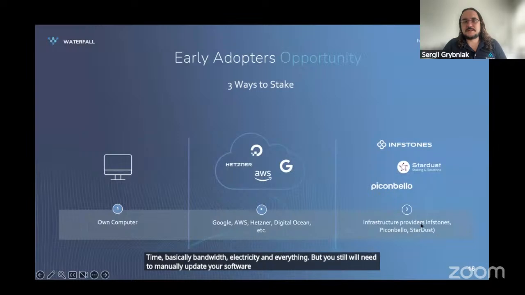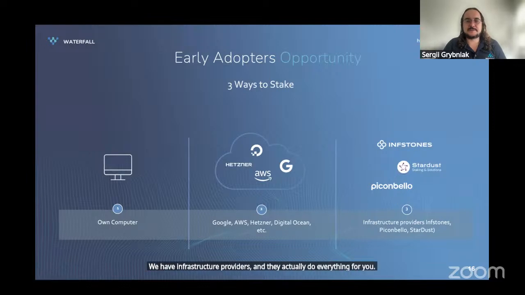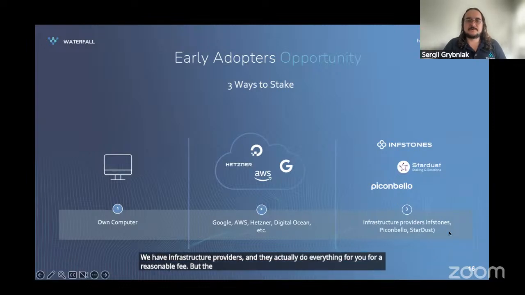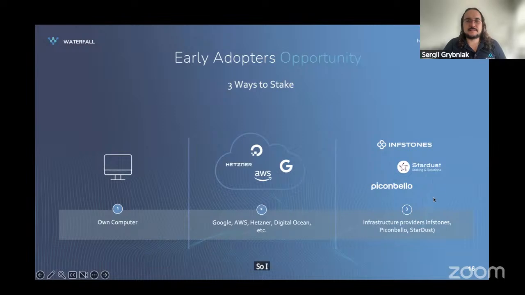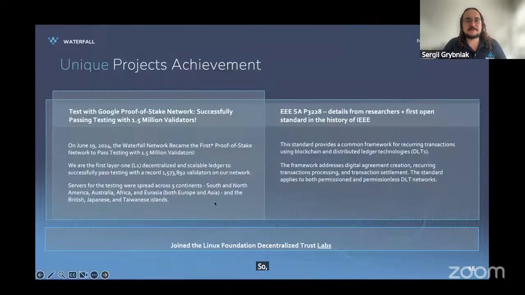Also here we have infrastructure providers, and they actually do everything for you for a reasonable fee, but do your own research. I can say that I am actually using all of them and happy with this, but definitely recommend doing your own research on all of these methods yourself. So there are unique projects.